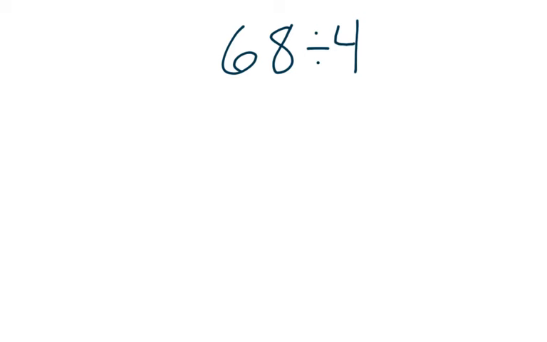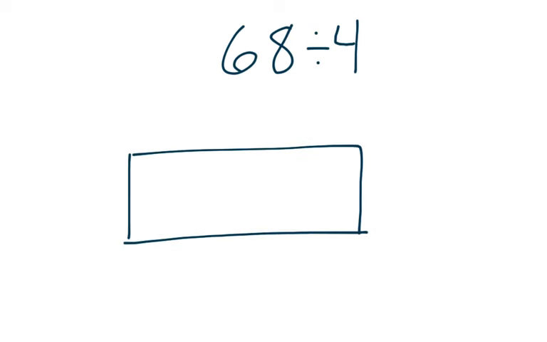Now, just like when we used our area model for multiplication, we're going to start by drawing our rectangle. In multiplication, we placed our factors on either side of our rectangle. When we're doing division, we only have one factor, if we put it as a multiplication problem, to place, and that would be our divisor. So our divisor is going to go on the side of our rectangle.